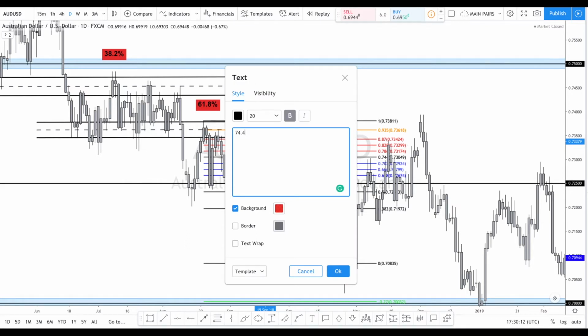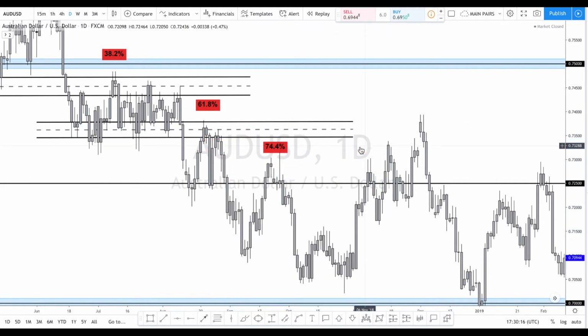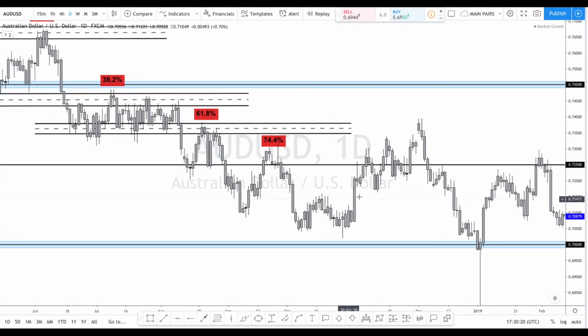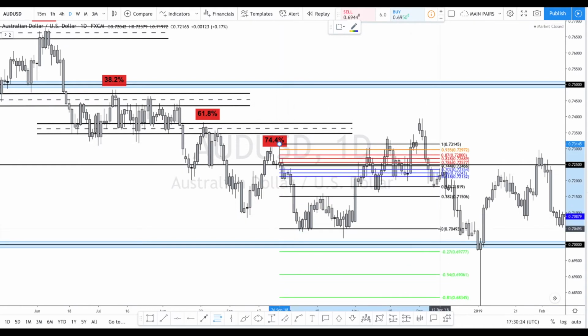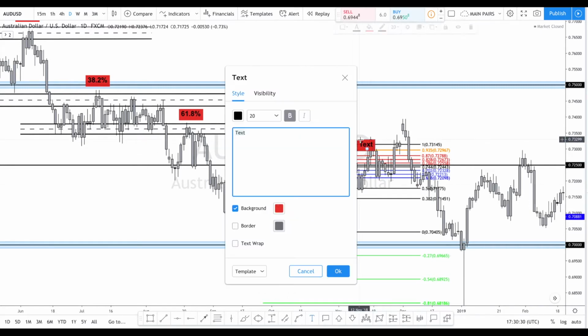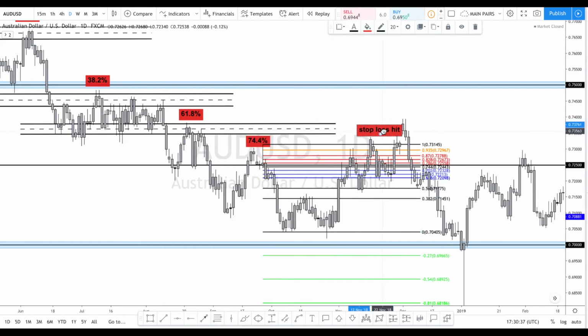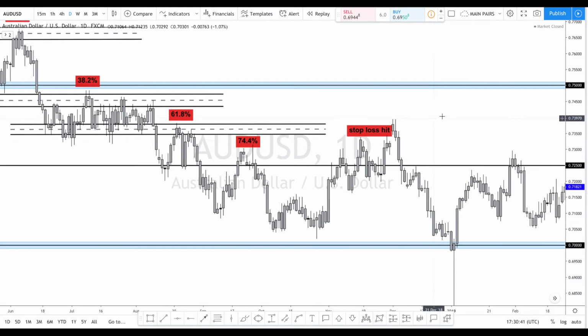74.44%. So we had a 74.4% pullback there. And then we made that new low. So from this point here, A, B, C. So you can see on this occasion now, this would have been stop loss hit. So here, stop loss hit. So price would have gone above our area and hit our stop loss. So that trade would be invalid.